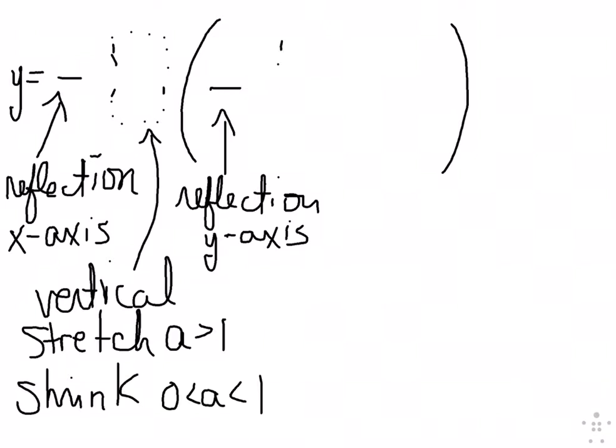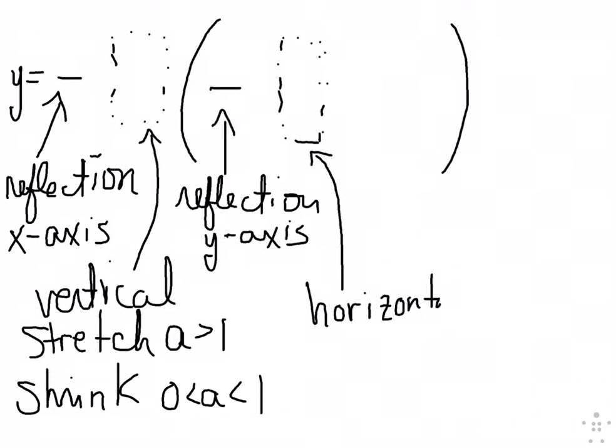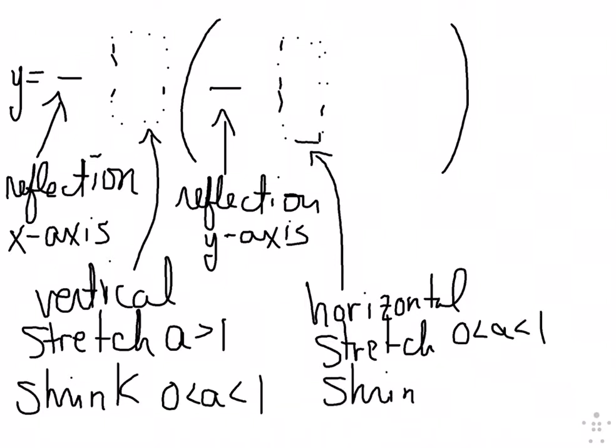Then you could potentially have a number on the inside. So again, all these shadow box looking things are numbers. It would be a number. And I know I hate drawing arrows, but I can't fit it any other way. I'm sorry, you guys. If it's on the inside, it'd be a horizontal stretch if that number is between 0 and 1, or shrink if it's greater than 1.